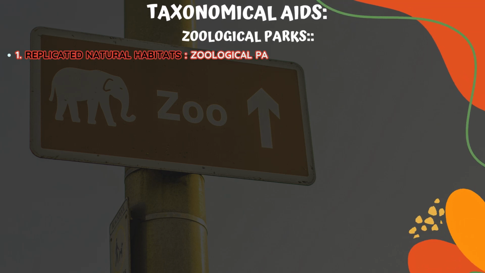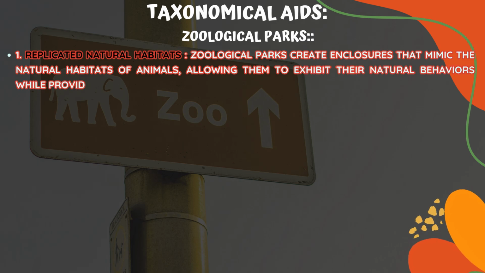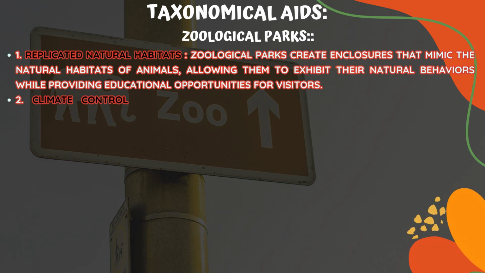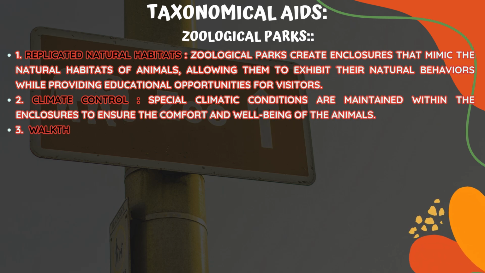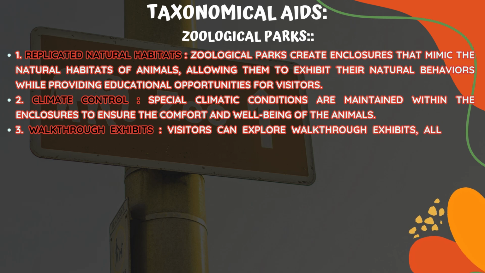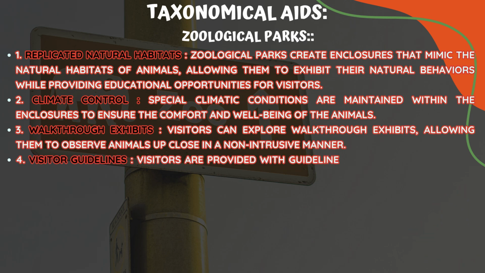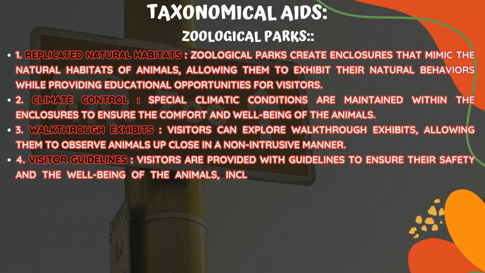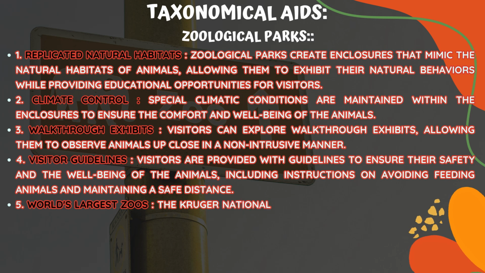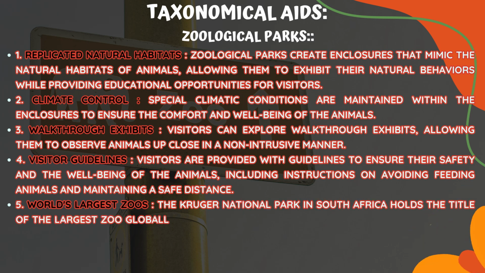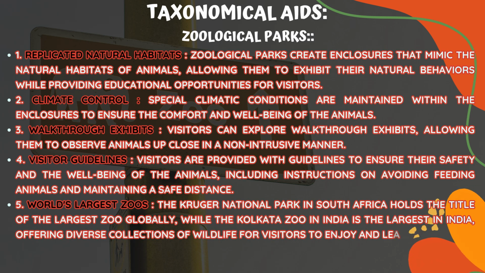Zoological parks. They are animal parks within enclosures that display animals to the public and replicate their natural habitats for behavioral patterns which benefit the animals and visitors. Special climatic conditions are created for animals and walkthrough exhibits are there for visitors for non-aggressive species. Visitors are told to avoid eating food that animals might snatch or to keep their paths away. The Kruger Zoological Park in South Africa is the largest zoo in the world. The Zoo of Kolkata in India is the largest zoo.